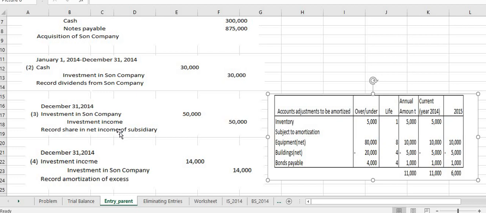Also, the parent will record the amortization of excess, which is actually 14,000, 'di ba? That's 11,000 of amortization of excess and the 3,000 na impairment of goodwill. So, then it will decrease the investment income. That's why, 'di ba, the investment income is 36,000. It's actually 50,000 less 14,000. Okay?